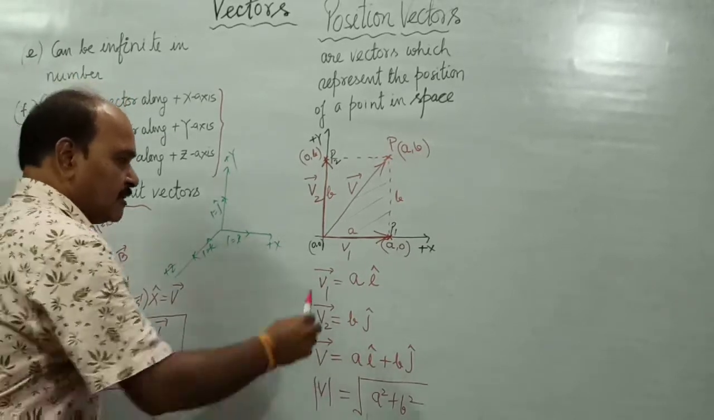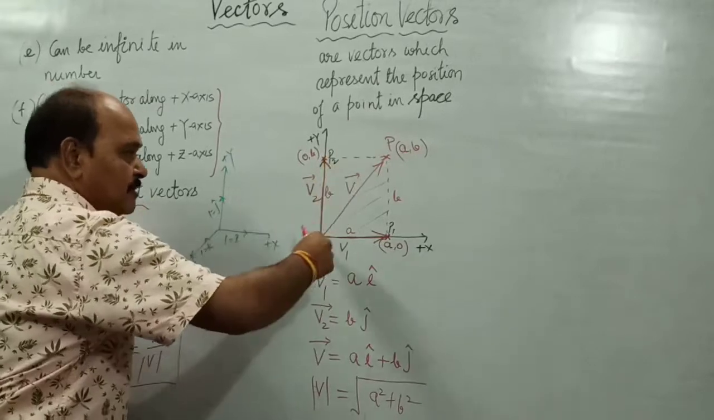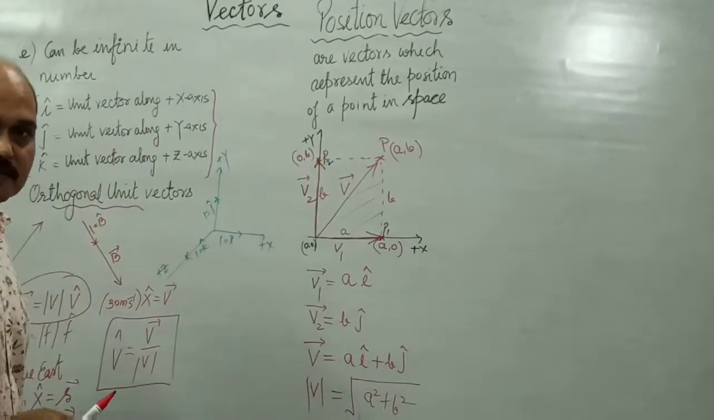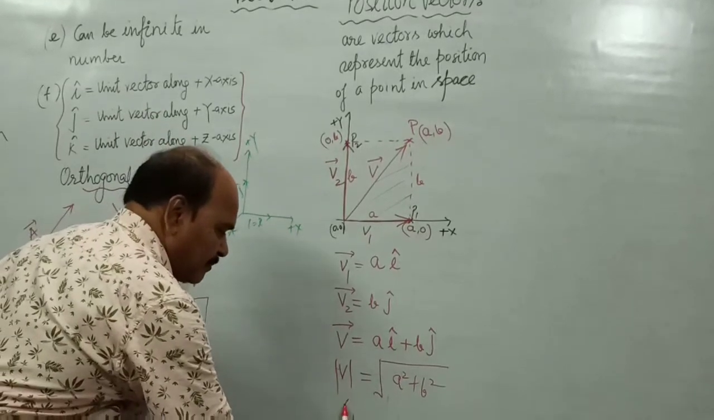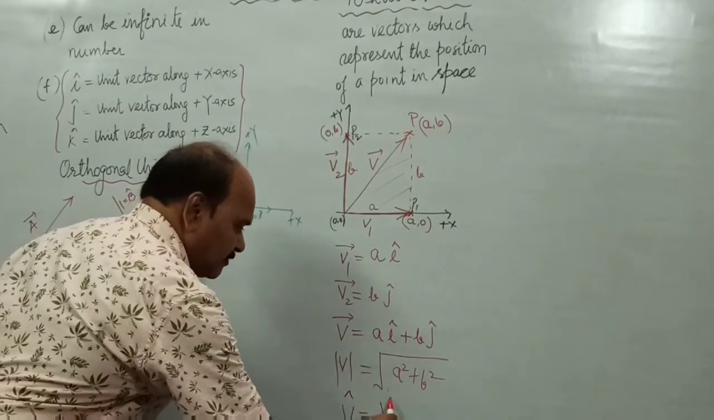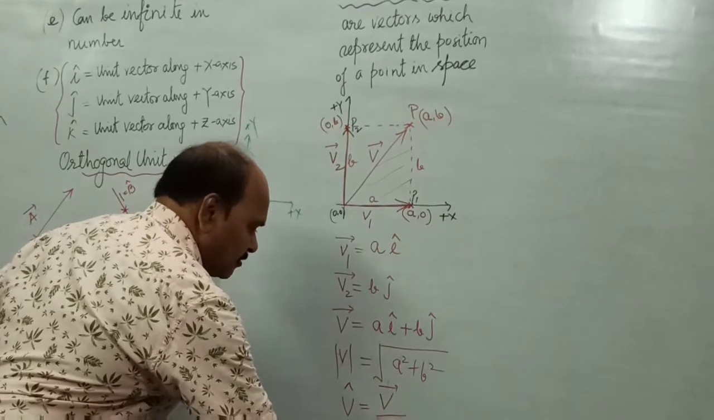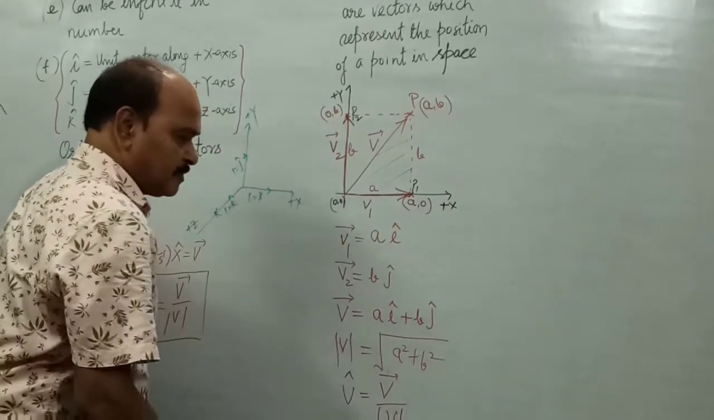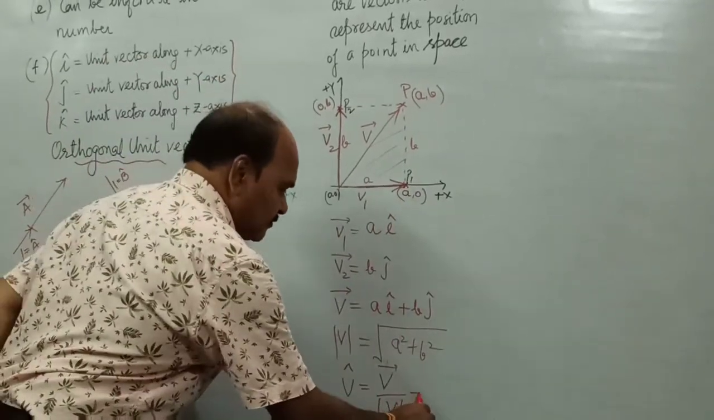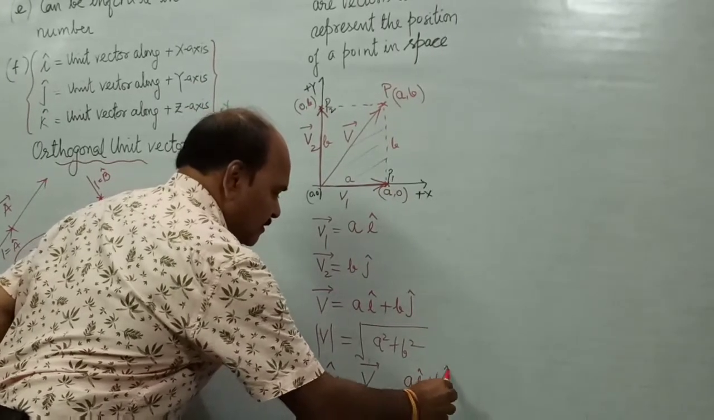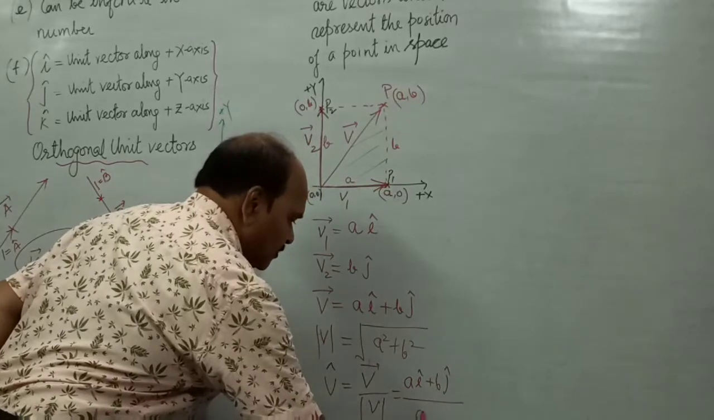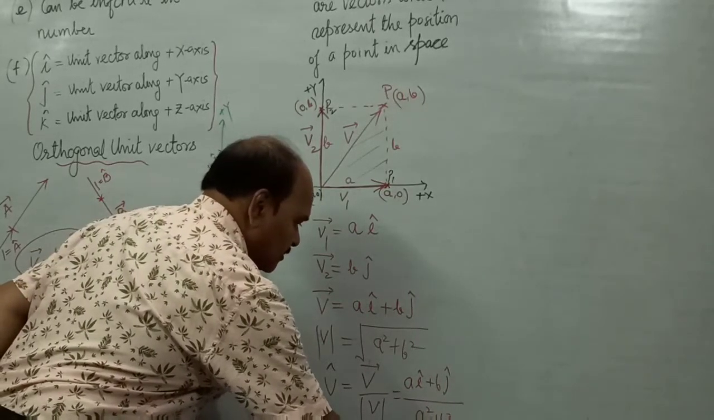What is the unit vector along this particular direction? Unit vector along this particular direction is going to be V cap, and this V cap is going to be V vector upon its modulus. So what is V vector? This V vector is what? A i cap plus B j cap divided by V modulus, which is what? Square root of A square plus B square.